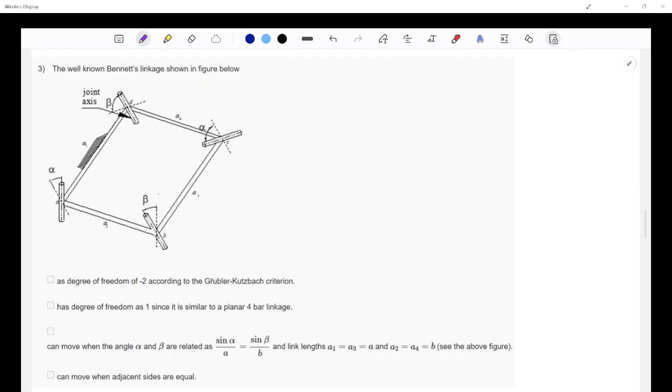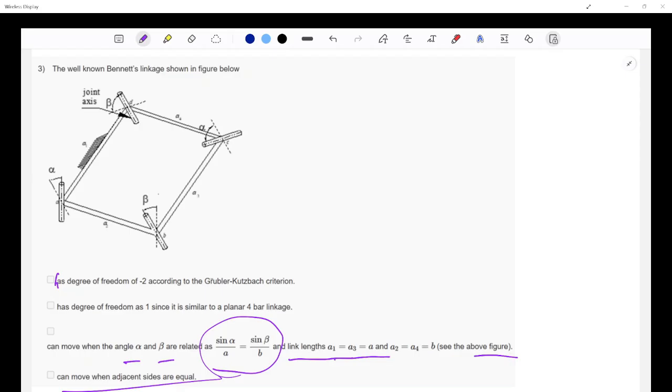So this question is about the Bennett linkage. The question is: the well-known Bennett linkage shown in the figure below has degree of freedom of -2 according to the Grubler-Kutzbach criterion; has degree of freedom as 1 since it is similar to a planar 4-bar linkage; can move when the angles alpha and beta are related as follows, and link lengths are A1, A3 equal to A, A2, A4 equal to B, see the above figure; and can move when adjacent sides are equal.